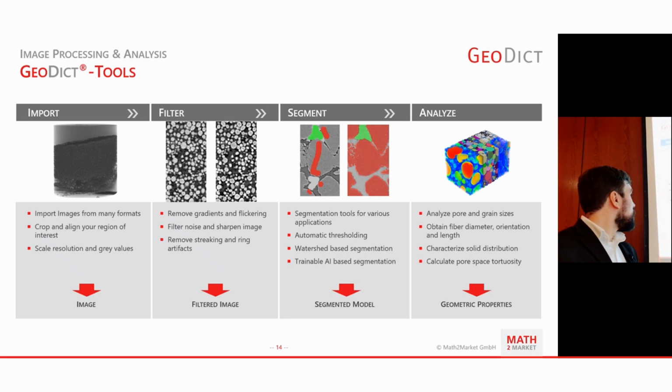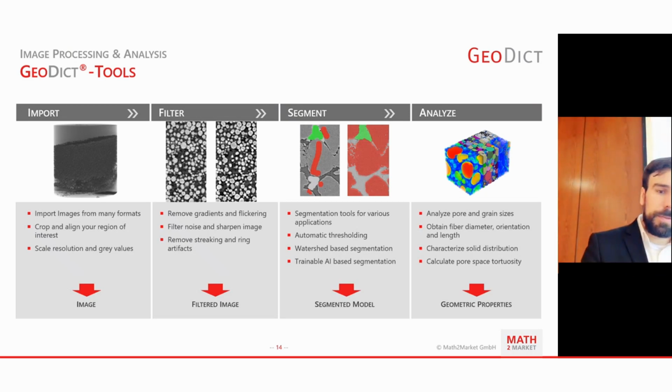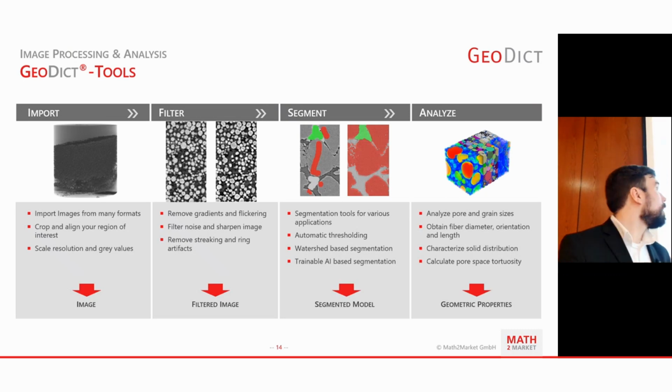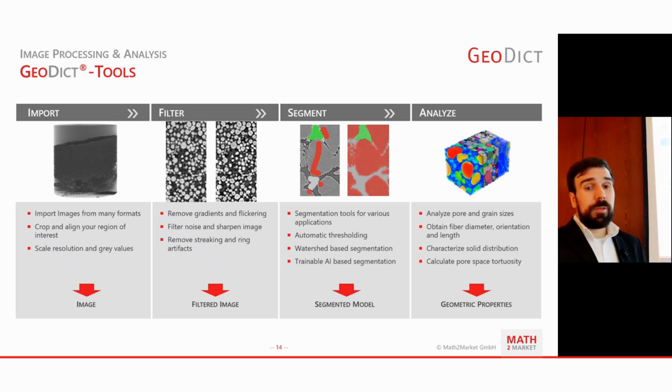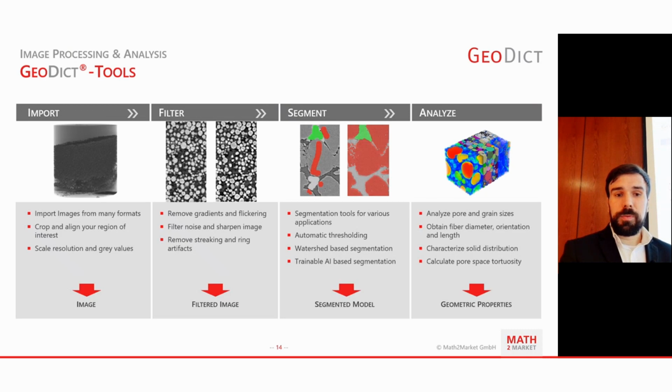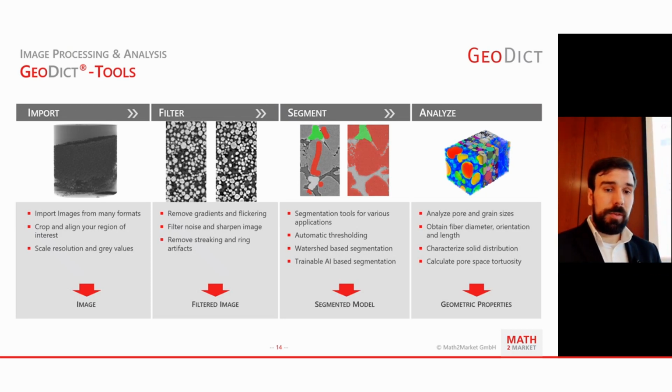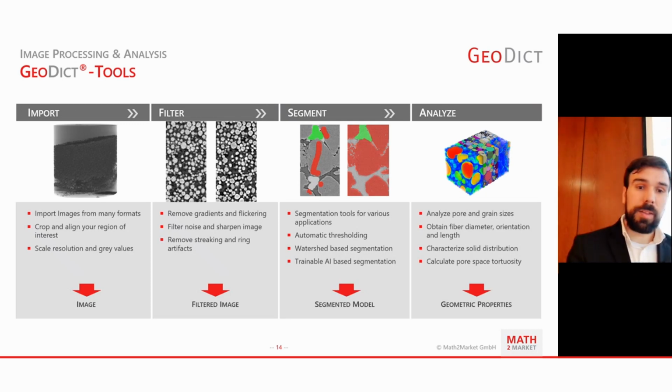Cropping and alignment tools and scaling of gray values and the whole resolutions are all in there. Then we have the image processing tools to do filtering, remove gradients or flickering in your gray values, filter noise out, sharpen the image, remove streaking and ring artifacts. And also what we have since last year, I think, is the AI-based image enhancement. It's not so interesting for fiber media because usually the image quality is quite good.